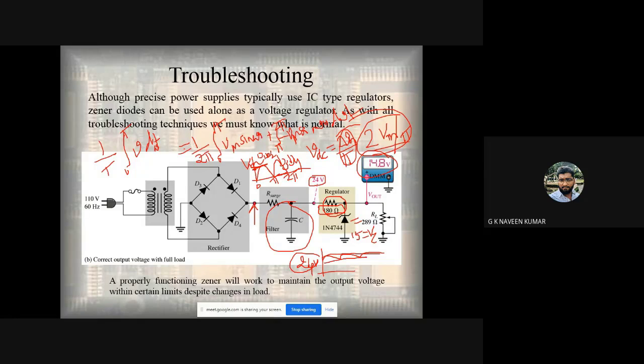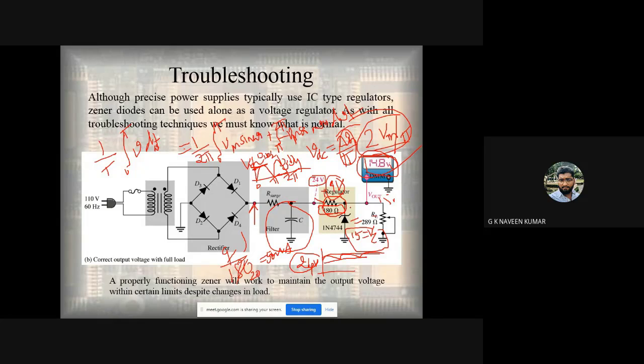That 9 volts will drop across the resistor, and you will get a current of around 9 by 180, which is about 50 milliampere, flowing through the 180 ohm resistor, with the load taken across the Zener. VZ is maintained around 15 volts across the load resistance. Measuring Vout with a digital multimeter, you get around 14.8. Approximately you need 15 and you are getting 14.8.